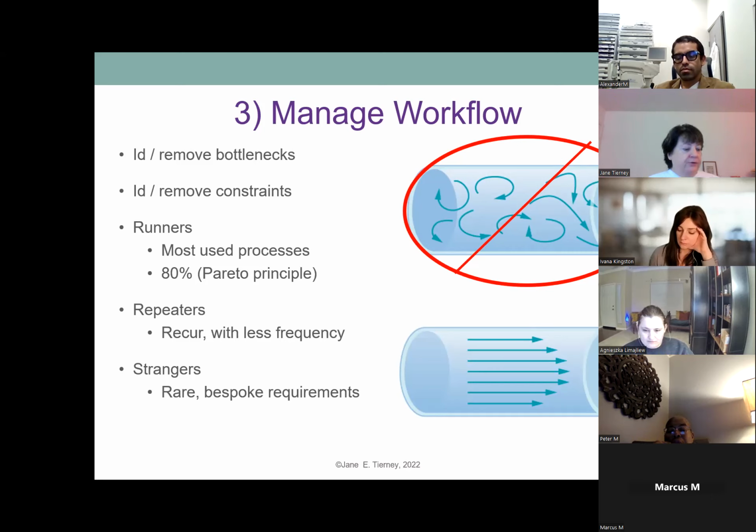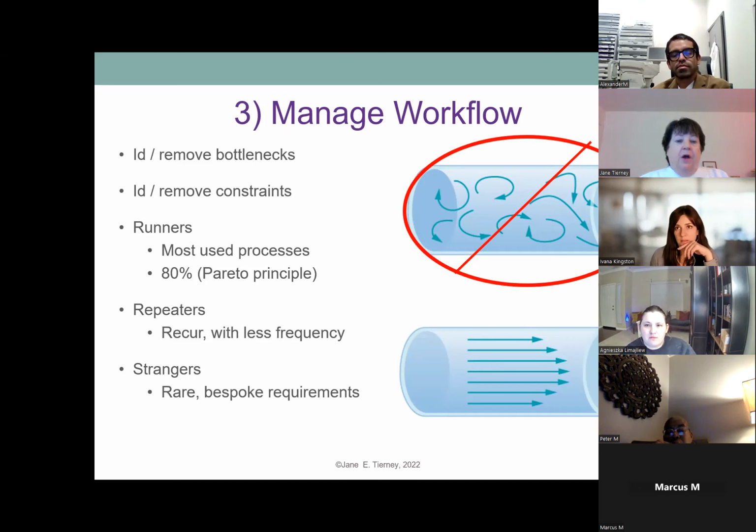The high runners are the Pareto principle. Have we talked about the Pareto principle in here? I don't think we have. Does anybody know the Pareto principle? Is this the one where 80% of your success is by 20% of your people? So 80%, that's exactly right, Alexander.